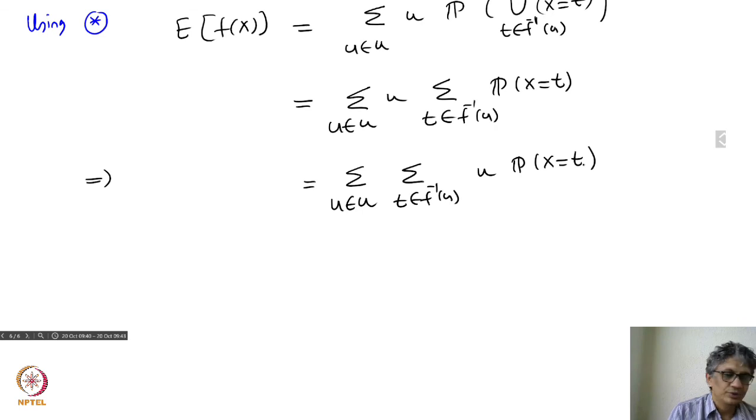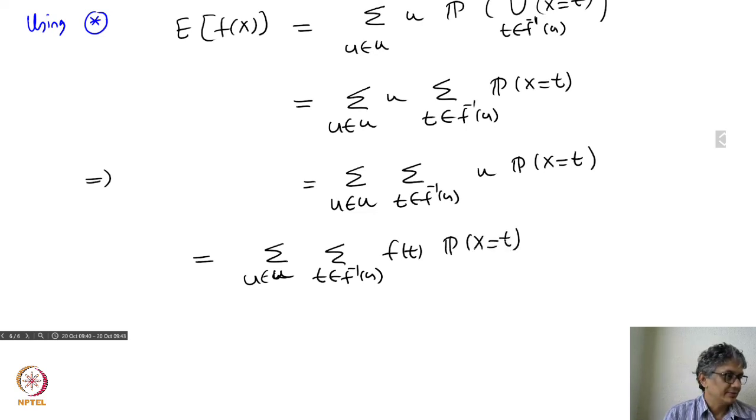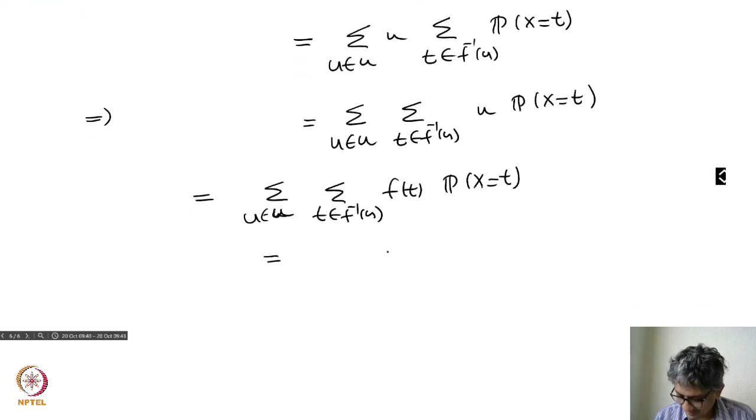But what was u? u was f of t. So I can just think of this as the sum over u, sum over t in f inverse of u, f of t times the chance that x is equal to t. But the sum over u and then the sum over t in f inverse of u is just one sum. That's just the sum over t in T, f of t times the probability x equals t.